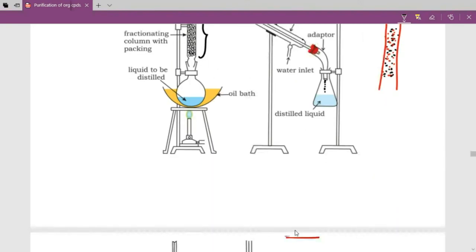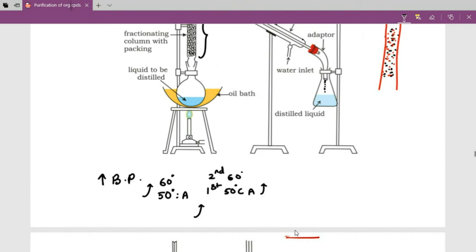So what happens? The one which will have the higher boiling point. See, when I was boiling, if one was boiling at 50 and the other was boiling at 60 degrees centigrade, then when I started boiling, first the liquid at 50 degrees centigrade will move to the gaseous phase. Second, liquid B, with a 60 degrees centigrade boiling point, will move to the gaseous phase.